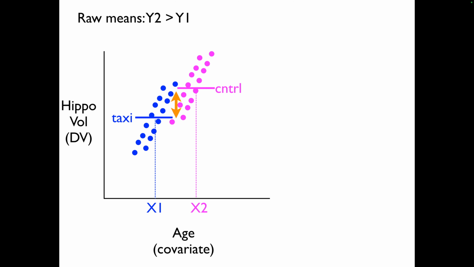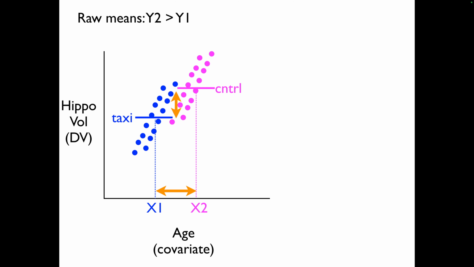Let's also propose, and this is the part that I'm just making up, that hippocampus volume increases with age. You know what? It probably decreases, if anything. But for the sake of argument, let's assume that hippocampus volume increases with age. So now the question is, is the greater hippocampus volume in controls due to the fact that they're not taxi drivers? Or is it just because they're older and we know that hippocampus volume increases with age?